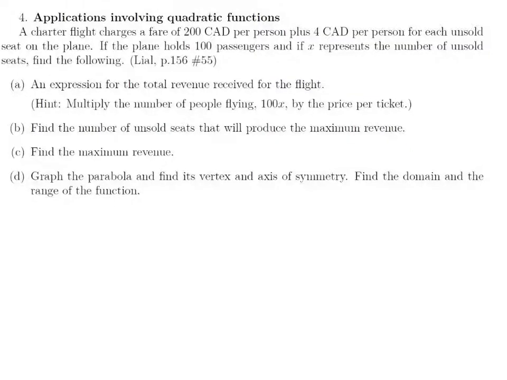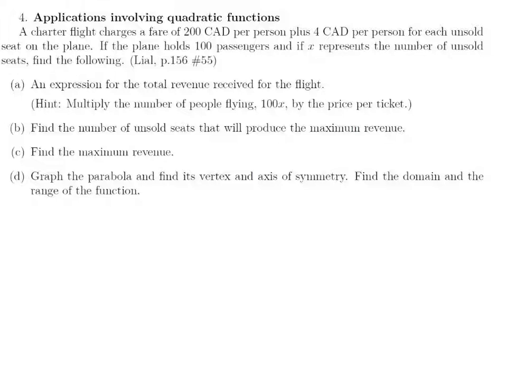Here we have question 4 from week 2, and it talks about applications involving quadratic functions. The question reads, a charter flight charges a fare of $200 Canadian per person plus $4 Canadian per person for each unsold seat on the plane. If the plane holds 100 passengers, and if X represents the number of unsold seats, find the following.